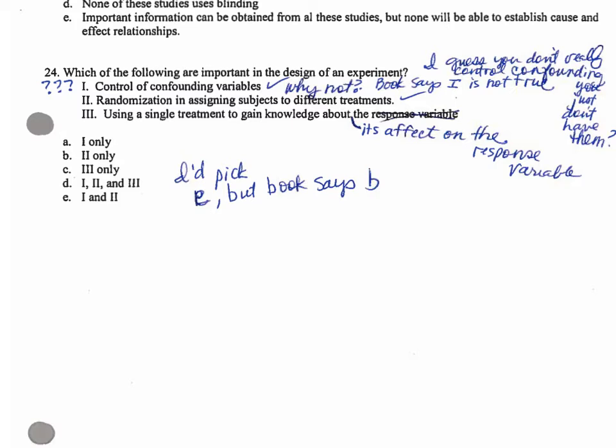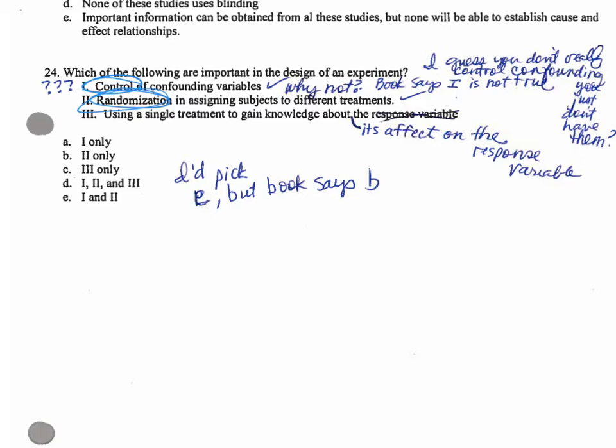Control, randomize, repeat. You make an experiment. What do you do? Control, randomize. Good. So look at this. While the book says B is the answer, which is 2 only, I say, why the heck is number 1 not included? Because you make an experiment. What'd you do? Hello, we control and we randomize.